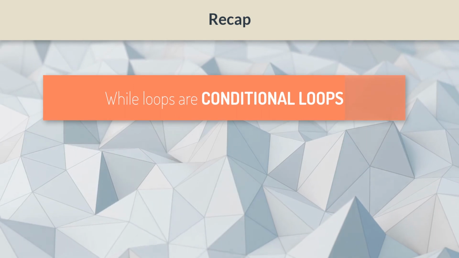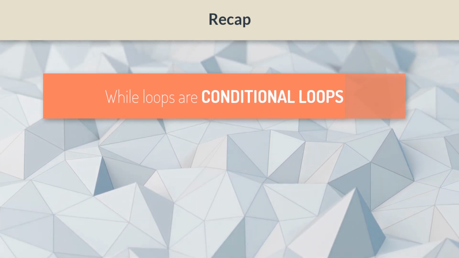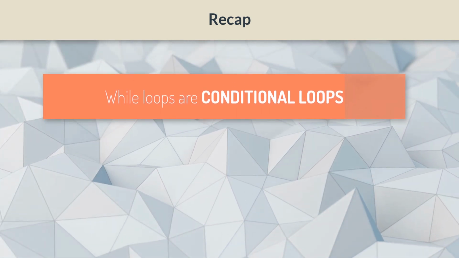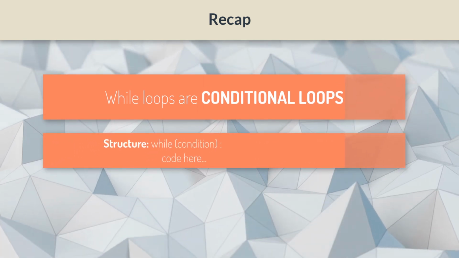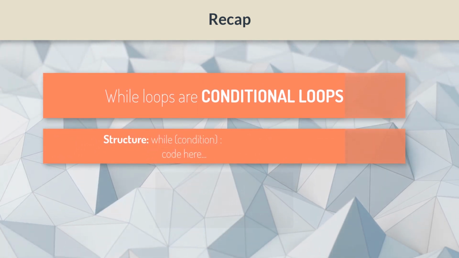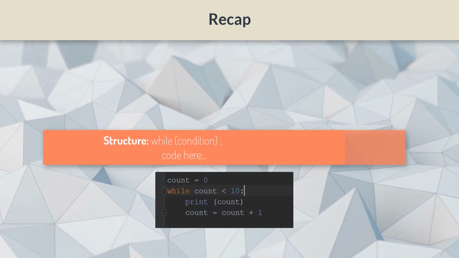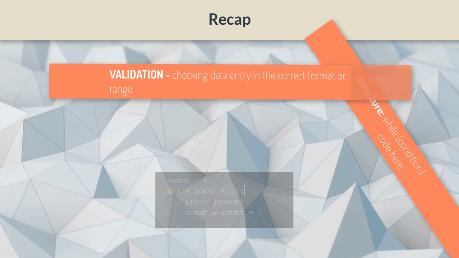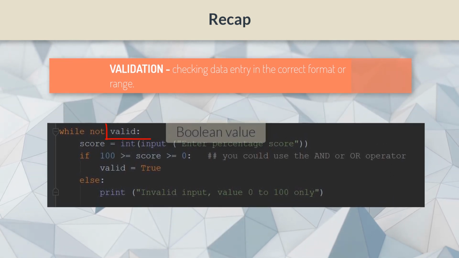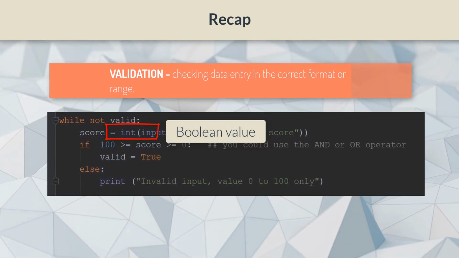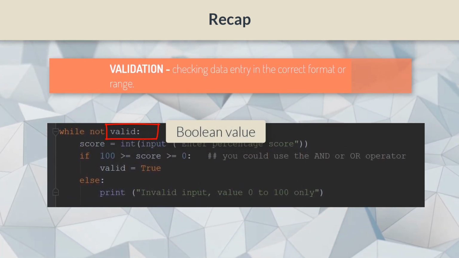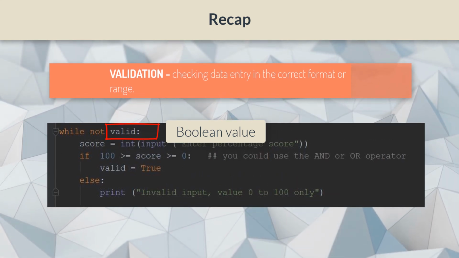So to recap, while loops are conditional loops, and we can demonstrate that using the program structure while followed by the condition, and you put the code after the while statement as shown below. We can use while loops for validation, i.e. checking the data is in the correct format using the following program, where we're using a Boolean value to set the condition for the loop.